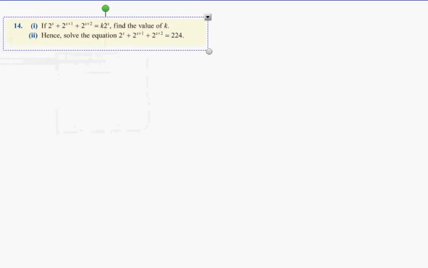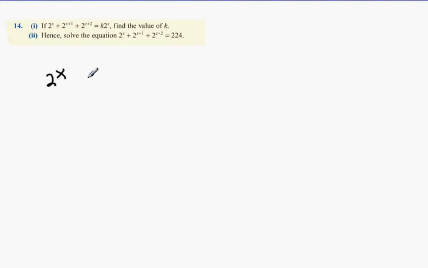This is question 14 on exercise 5.3, wasn't it? So we're asked to finish this one off here. What we're going to say is 2 to the x plus 2 to the x plus 1 plus 2 to the x plus 2 equals k times 2 to the x. Now, some number multiplied by 2 to the x.